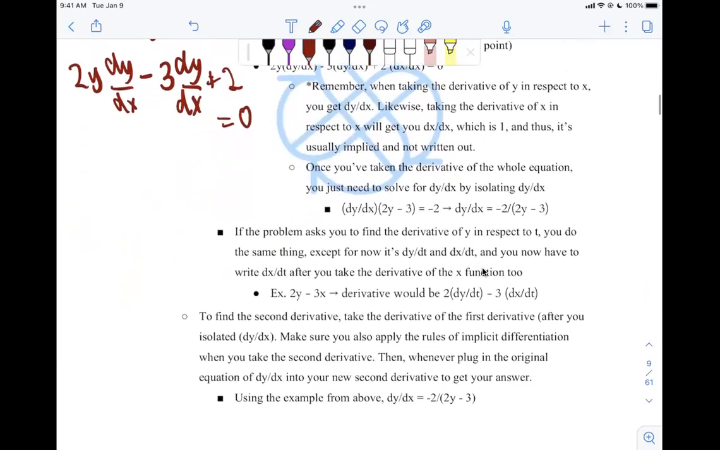Sometimes the variables might be different. You might be using dx/dt, du, whatever it is. So don't mix those up. It doesn't really matter. It's just the same process no matter what the variables are.